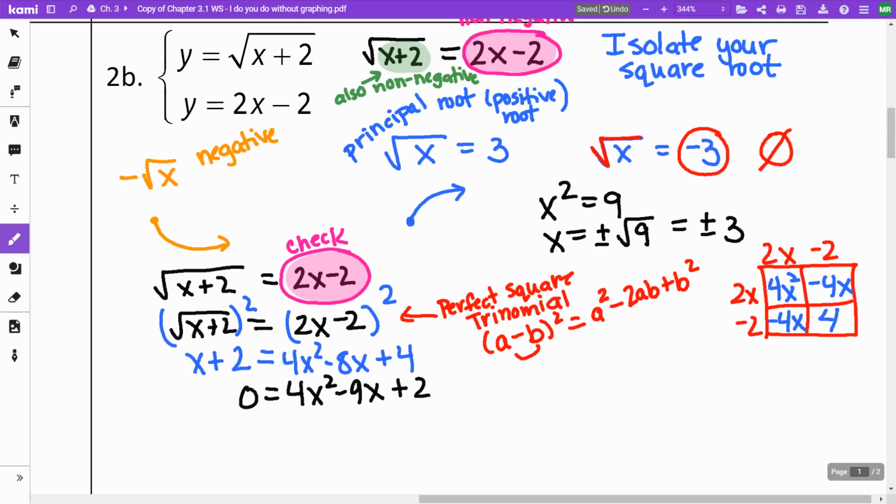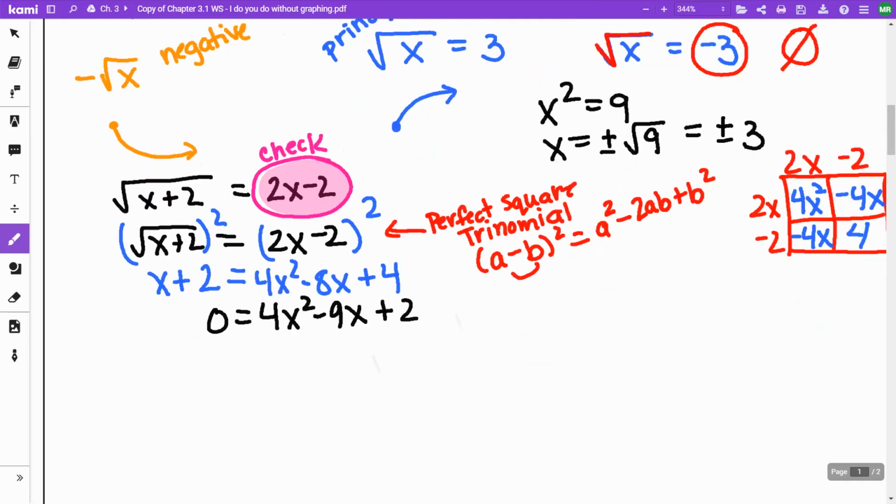Now, we need to solve this either by factoring, quadratic formula, or completing the square. I usually don't like to use completing the square if I have a number in front of my x squared. You could do quadratic formula, but I think this actually is factorable. I'm going to move up to here.